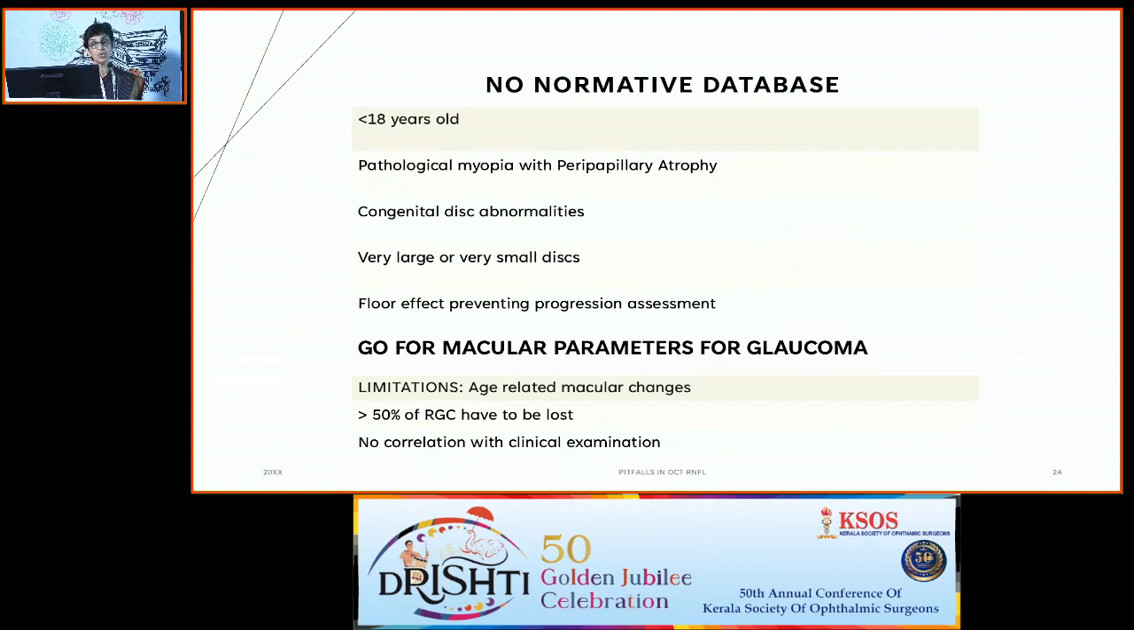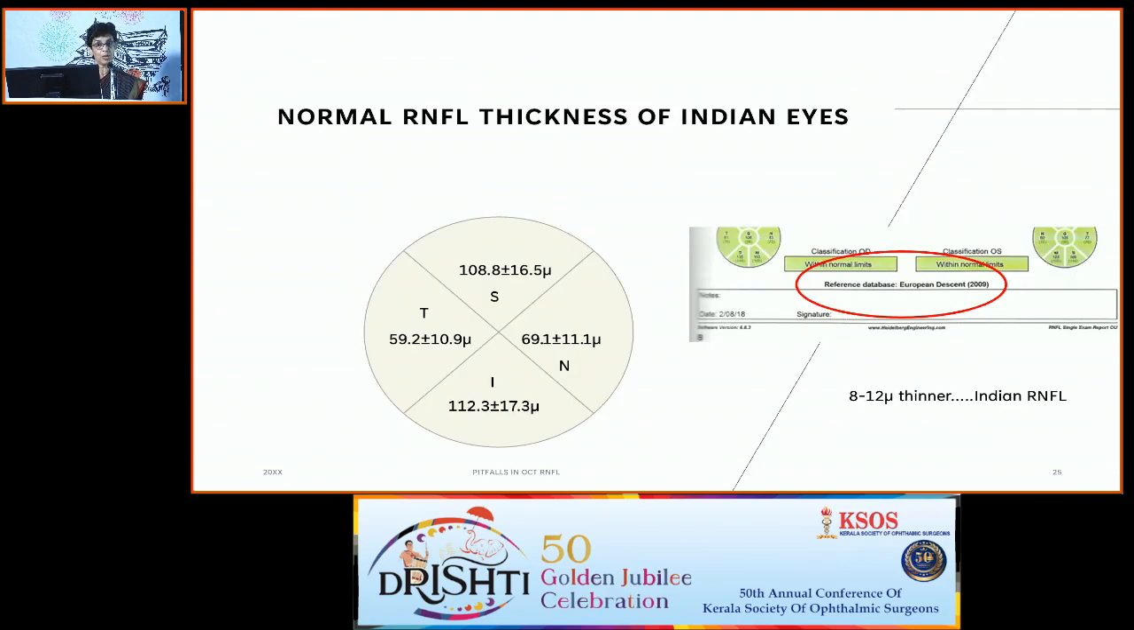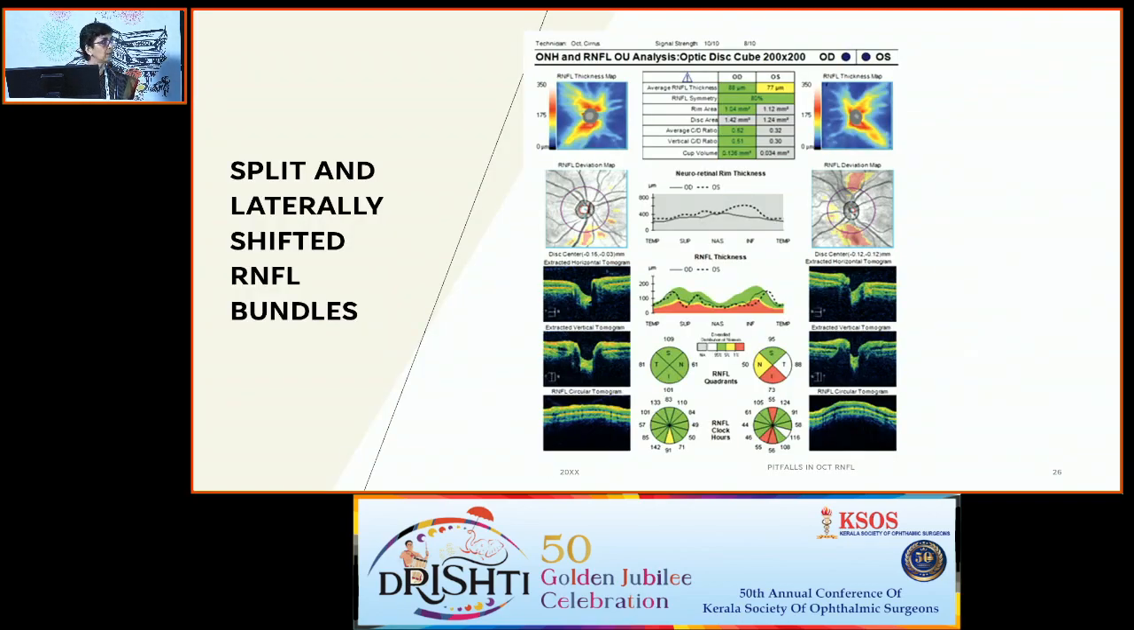There are many instances where normative database is not available. PGI Chandigarh is actually working on smaller children and giving us a normative database for Indian eyes. In instances where normative database is not available, we have to go for the macular parameters. The normal RNFL thickness for Indian eyes is about 8 to 12 microns thinner than Caucasian eyes. And since our reference is the European database, we have to keep that also in mind and prevent a mistake of labeling a patient as glaucomatous.